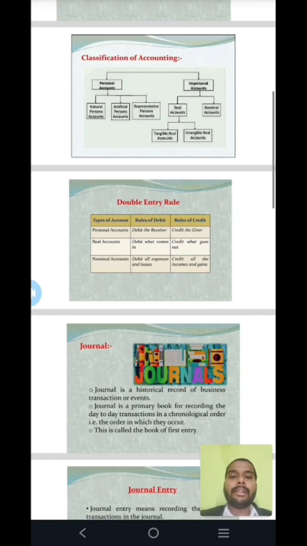So we can see that the classification of accounts is divided into personal accounts and impersonal accounts. Personal accounts are divided into natural personal account, artificial personal account, and representative personal account. Impersonal accounts are divided into real accounts and nominal accounts, and real accounts are divided into tangible real accounts and intangible real accounts.